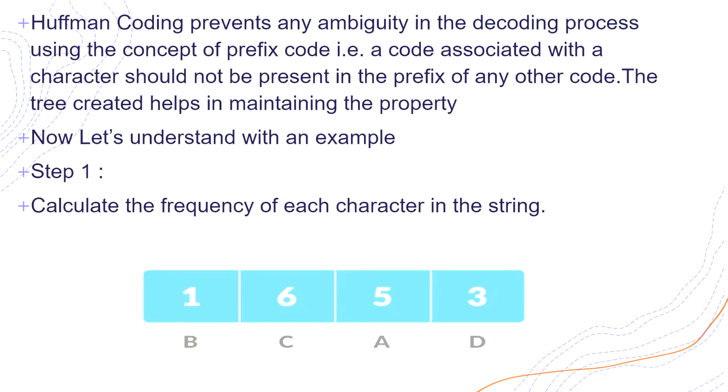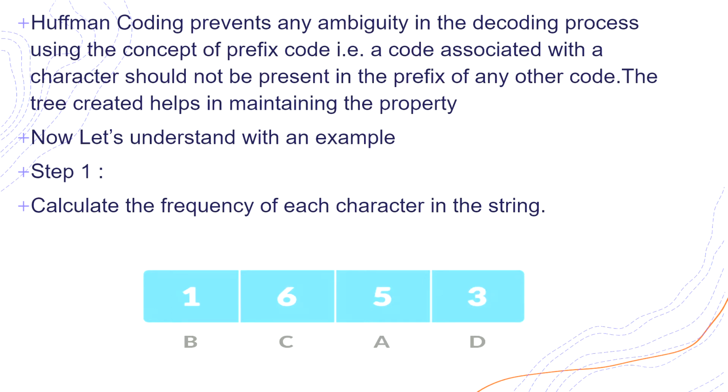Huffman coding prevents any ambiguity in the decoding process using the concept of prefix code, that is, a code associated with a character should not be present in the prefix of any other code. The tree created helps in maintaining this property. Now let's understand with an example. I hope the above lines are clear to you.